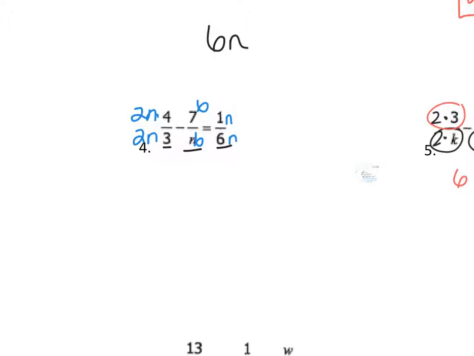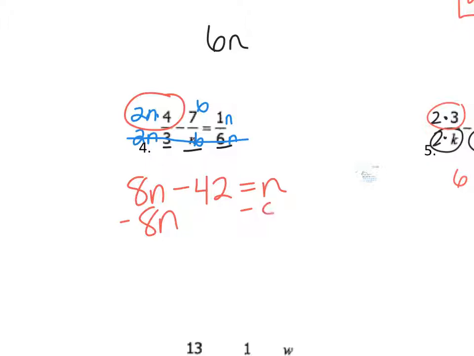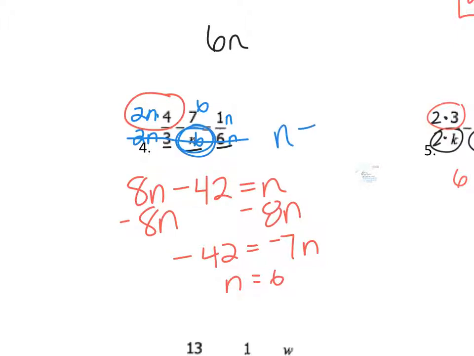So my denominators are all going to be 6n, so I can cross off the denominators, and my numerator is going to be 8n minus 42 equals n. So by solving for n, I'm going to get negative 42 equals negative 7n. So n equals 6. Before I let that be my answer, I'm going to check my restrictions. My only restriction is that n can't be 0. So since n equals 6 is not part of the restrictions, that is my solution.